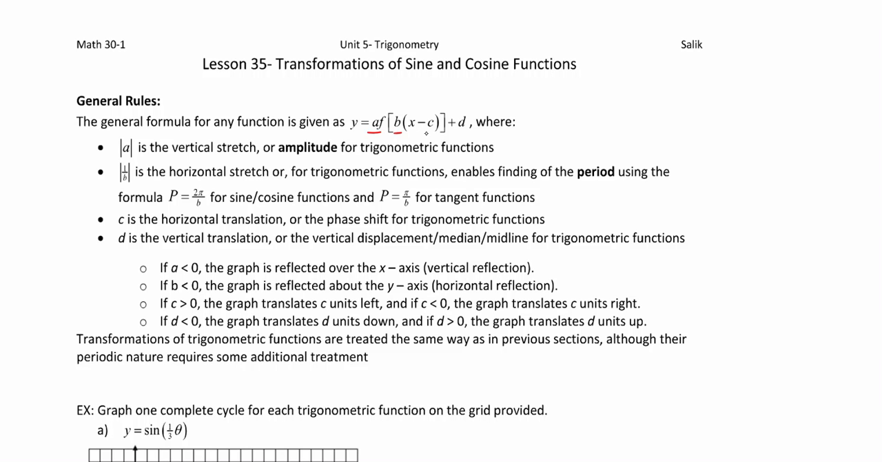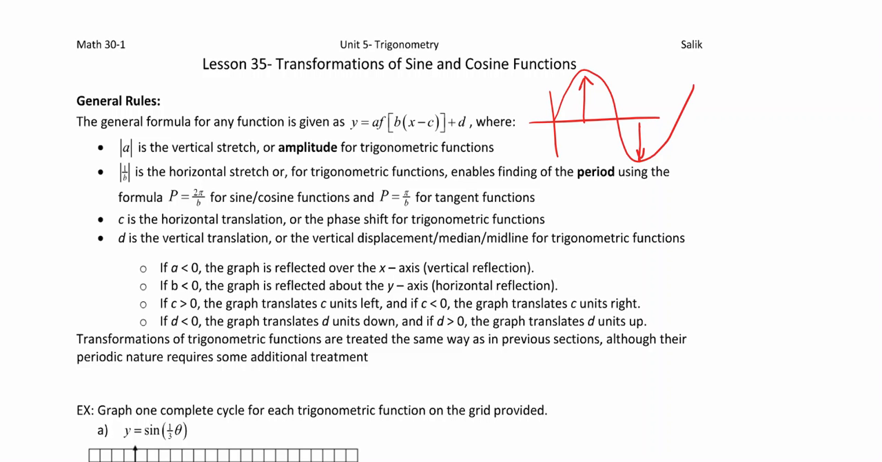So we've got A, B, and now it's C and D. Before it was H and K, but it's the same idea. This is still going to be our horizontal translation, and this will be our vertical translation. Now A, like we were saying in the last lesson, will always be the amplitude of your graph. To remind you what that means, the amplitude is how high up it comes. So this is your amplitude right there, or there, it doesn't matter, it's absolute value.